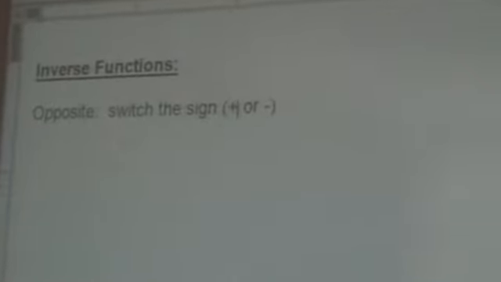What does opposite mean? Like positive and negative. Yes, opposite is where you switch the sign, not the S-I-N-E, where you switch the sign as in positive or negative. That's an equal sign.